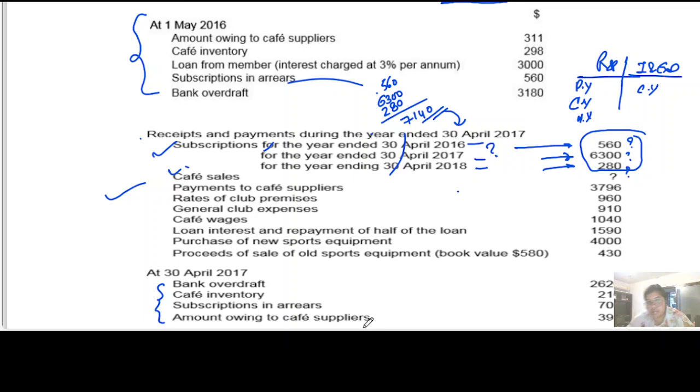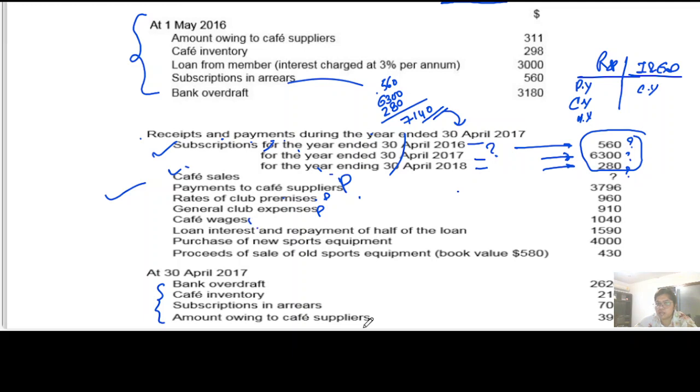After cafe sales, what do you have? Rates, cafe sales, payment to cafe suppliers. So if there is any payment, you're going to record this on your payment side. And then next is your rates. Also it is rates and premises, so it's also from the payment side. General expenses, general club expenses, it is also a payment, so you have to record it on the payment side.